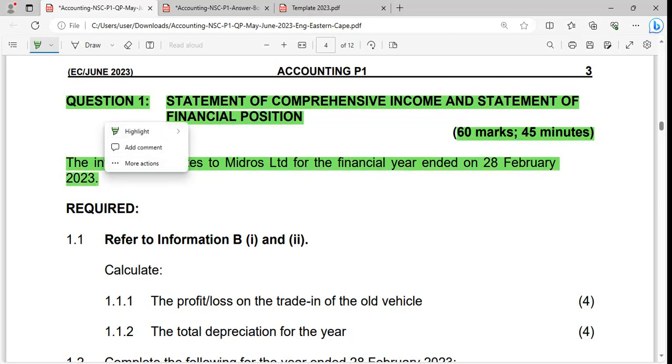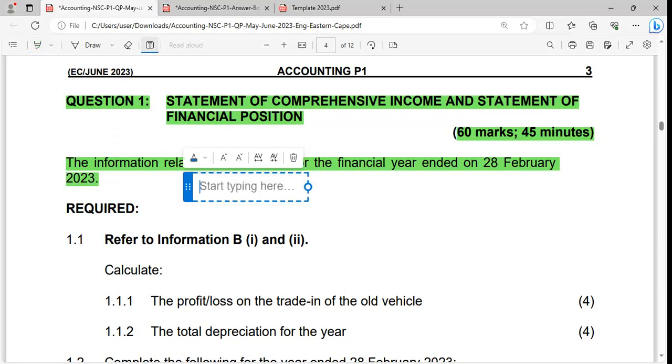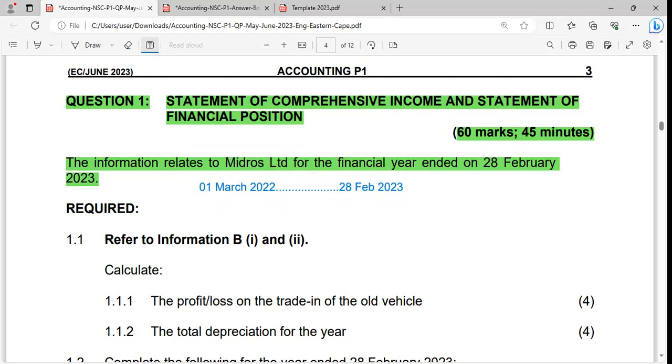So this is the financial year end. So which means this year started on the 1st of March 2022. So this year starts on the 1st of March 2022 and ends on the last day of Feb 2023. So guys, this is our financial period. So now let us go to required.